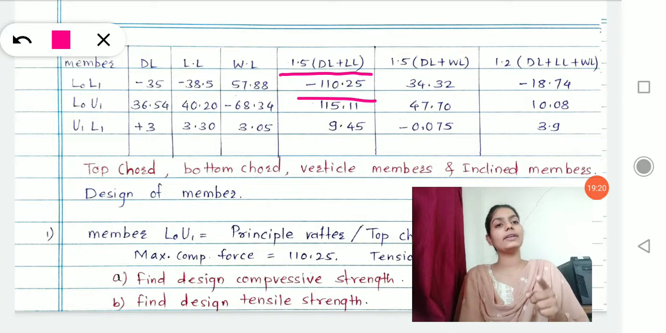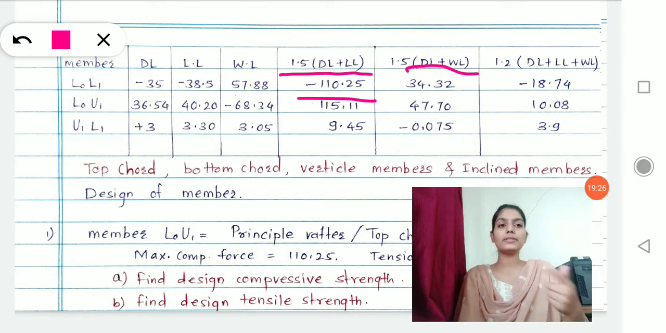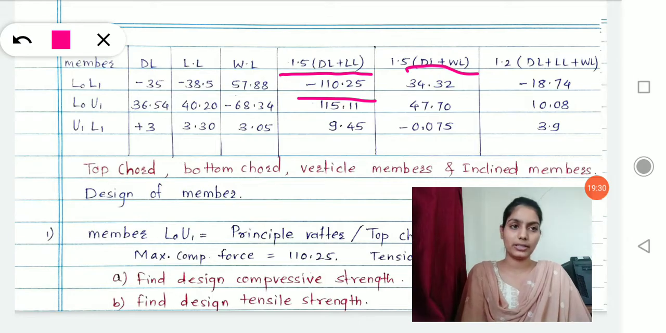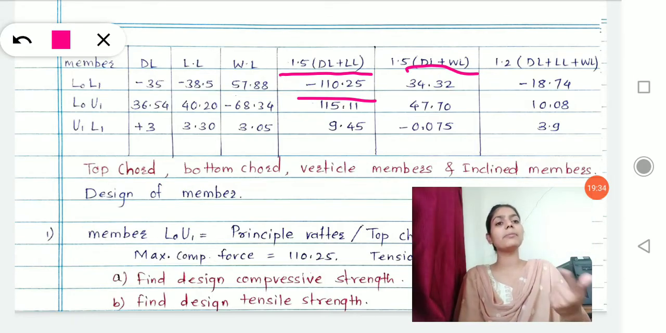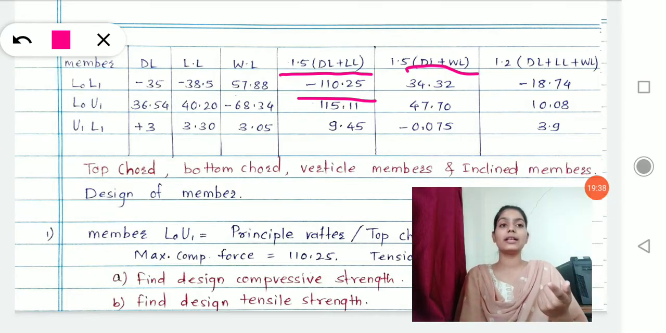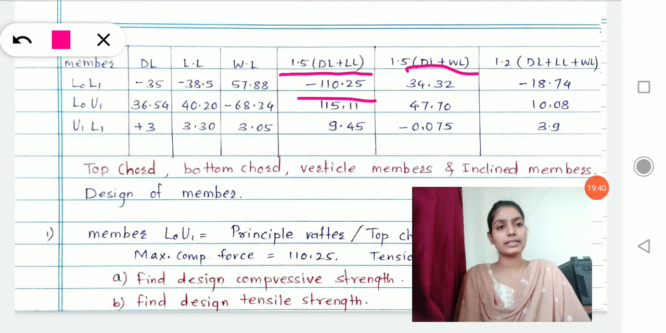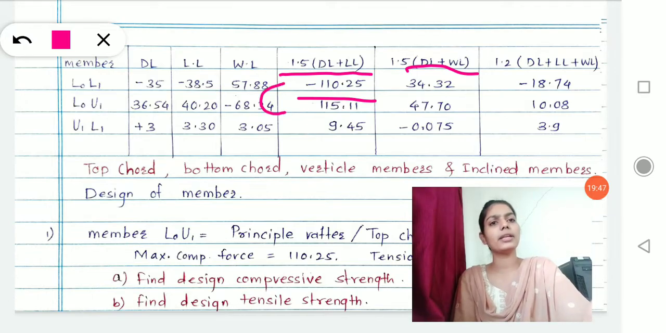Next is dead load plus wind load. Now in this next combination, dead load plus wind load gives me a magnitude of 34.32 kilonewton. But this time it is giving me a positive value, right? And a positive value tells us that this force is of tensile nature. Okay, so here I got compression, here I got tensile force.